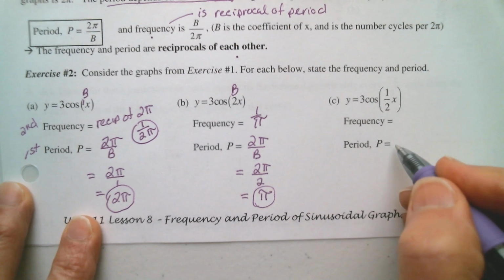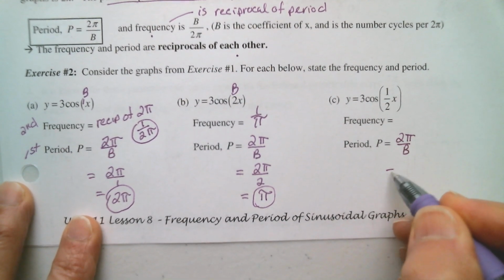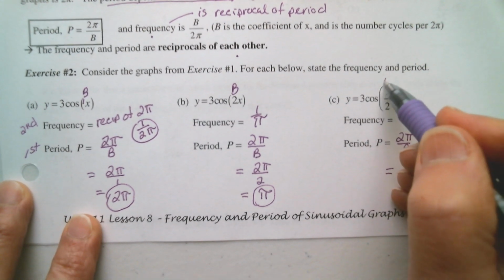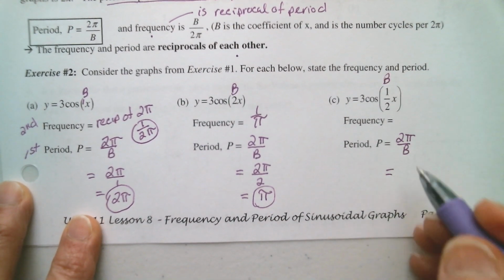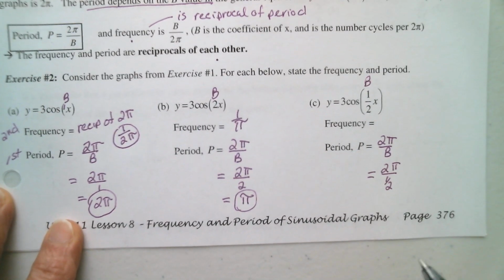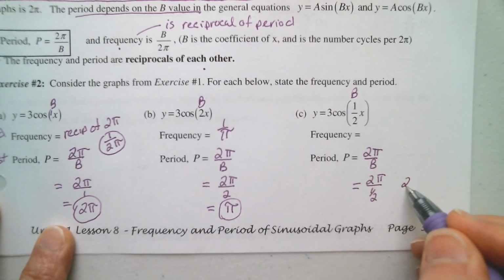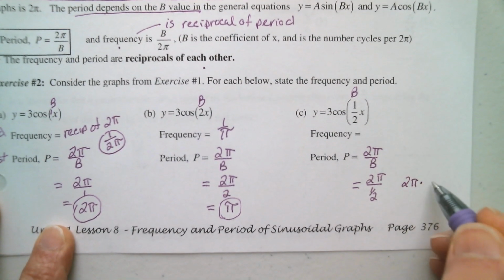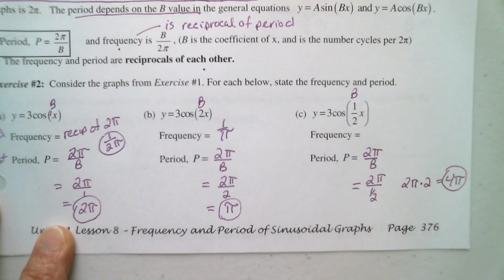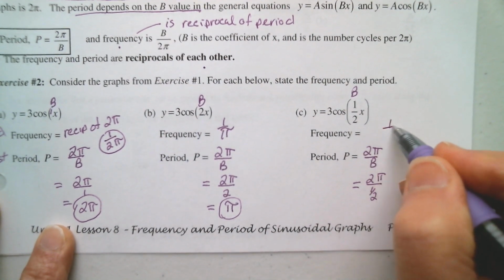And C, y equals 3 cosine half x. The period is 2 pi over b. Keep writing the formula because you have to memorize it. The b value is a half. 2 pi divided by a half. Dividing by a half is the same as multiplying by the reciprocal. 2 pi times the reciprocal of half, which is 2, is 4 pi. And the frequency is 1 over 4 pi.